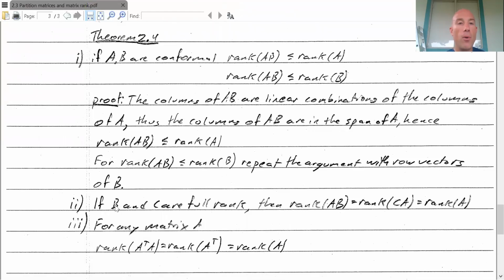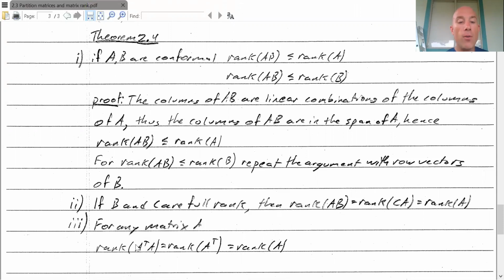Now, the next part of the theorem, and we're not going to prove it here, is that if B and C are full rank, then the rank of A times B is equal to the rank of C times A, which is equal to the rank of A. So multiplying by full rank matrices, we do not lose rank. If we multiply by full rank matrices, we do not lose rank.